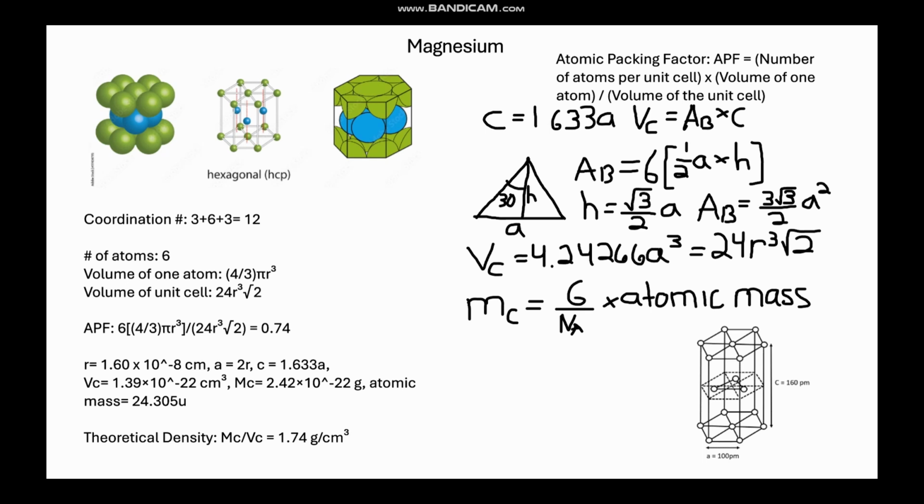And to find the theoretical density, first you find the mass of the unit cell, which is going to be 6 atoms divided by Avogadro's number times the atomic mass, and then dividing that by the volume of the unit cell, you would get a value of 1.74 grams per centimeter cubed for the theoretical density of magnesium.